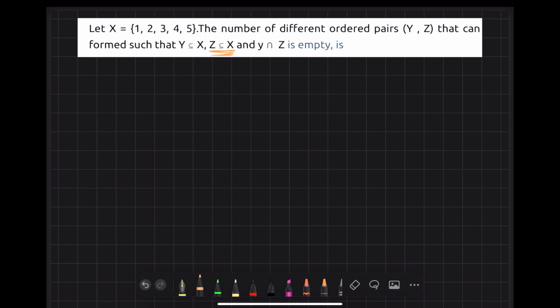z is a subset of x. So z is also formed from x. But you have to take care that y intersection z should be empty. Okay. So try to understand this scenario. Suppose that it is y and it is z.